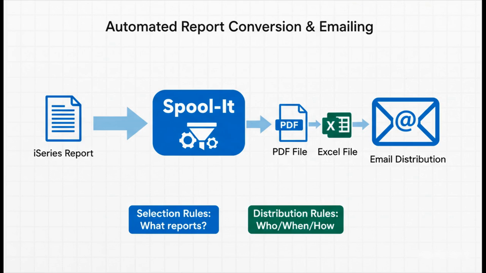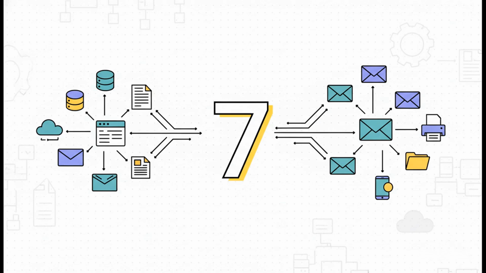But the control you have goes way beyond just a simple send. In fact, get this, SpooliT gives you 7 distinct methods just for email distribution. This isn't some one-size-fits-all button. It's a whole toolkit for precision delivery. The level of control is just incredible.